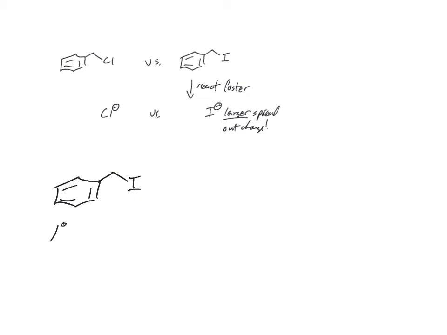Primary benzylic. Excellent. What type of reactions can work with primary benzylic? For E2, you need to have sp3 CHs. Do you see any beta hydrogens that are sp3 hybridized? Is there any beta sp3 CHs here? No, there aren't any. So this is a primary benzylic.